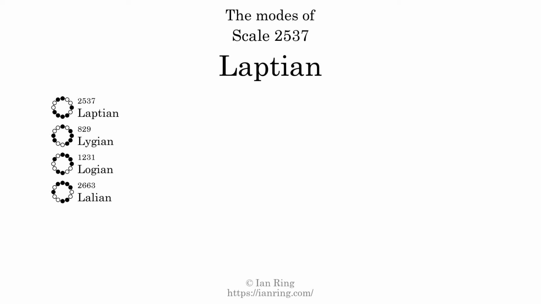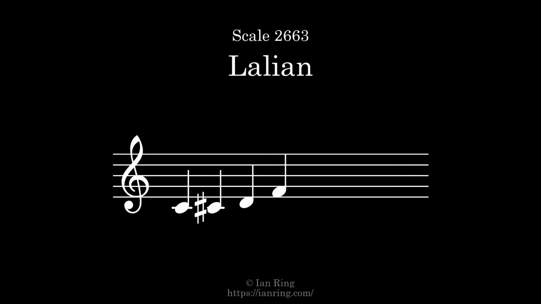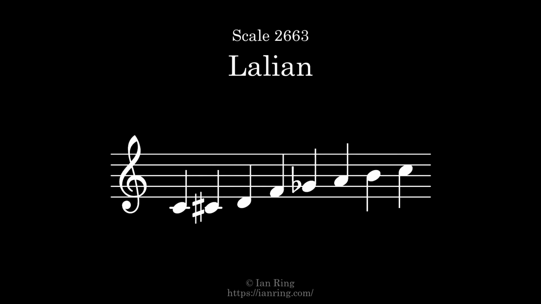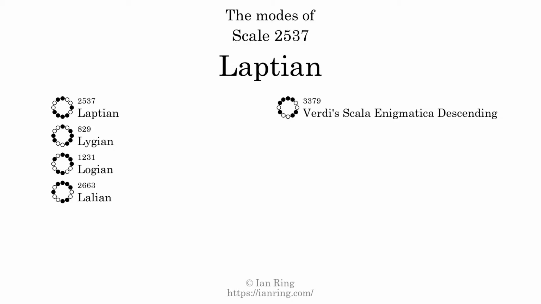The fourth mode is scale 2663, also known as Laptian. It sounds like this. The fifth mode is scale 3379, also known as Verdi's Scala Enigmatica descending. It sounds like this.